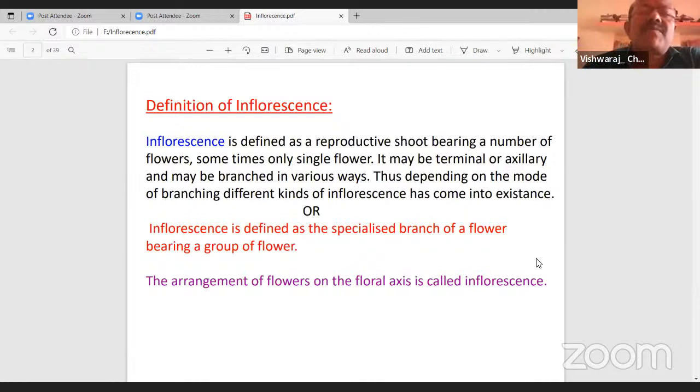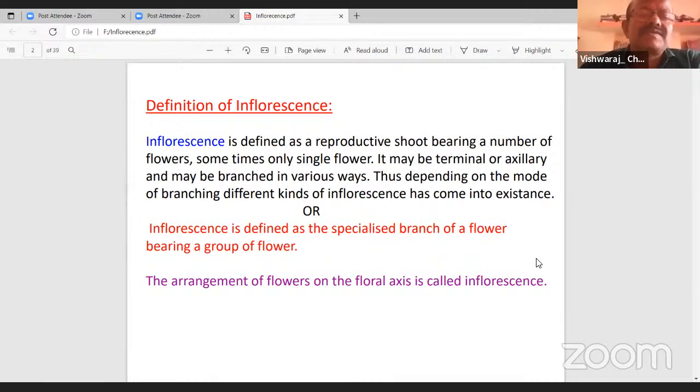Then a definition of inflorescence. Inflorescence is defined as a reproductive shoot bearing a number of flowers, sometimes only single flowers. It may be terminal or axillary and may be branched in various ways. Thus, depending on the mode of branching, different kinds of inflorescence have come into existence.